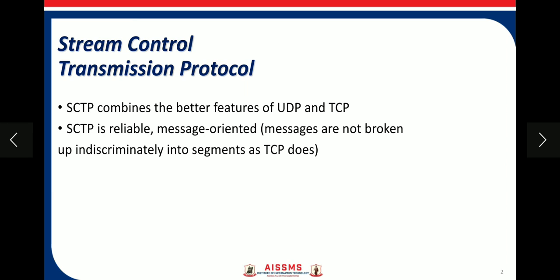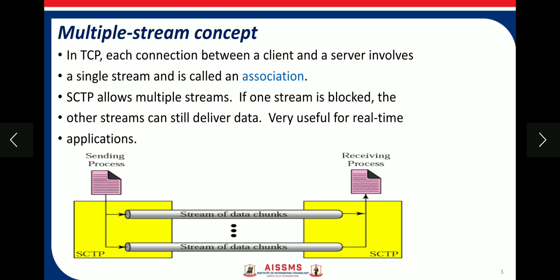Messages are not broken up indiscriminately into segments, as TCP does. It has multiple streams. It provides process-to-process communication. SCTP allows multiple streams in each connection, which is called an association.